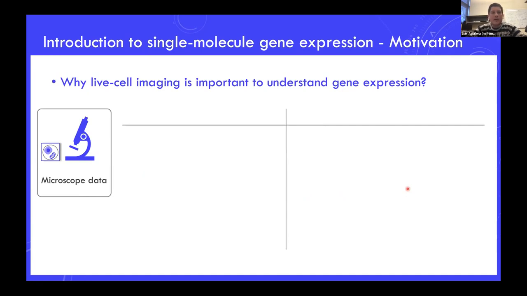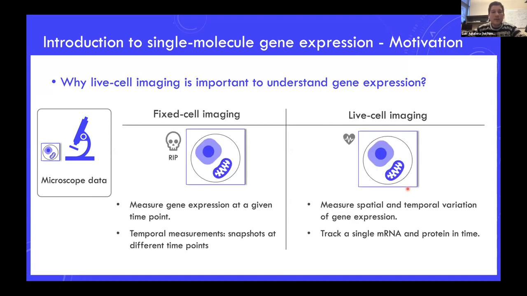So live cell imaging is important to understand gene expression. And I think it's important to make the distinction that if you have a microscope and some cells, you can perform two kinds of experiments. The first one is with fixed cells. In this way, what you normally do is kill the cells to perform the experiment, and you can measure gene expression at a given time point. And eventually you can get some temporal measurements by taking multiple snapshots at different time points.